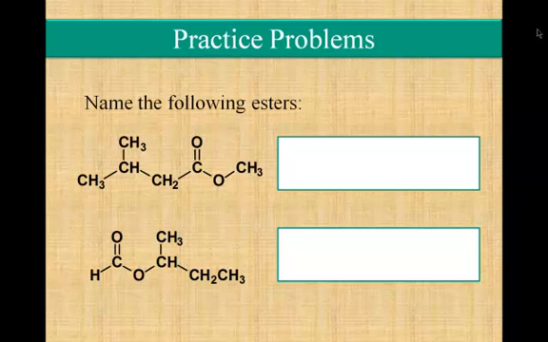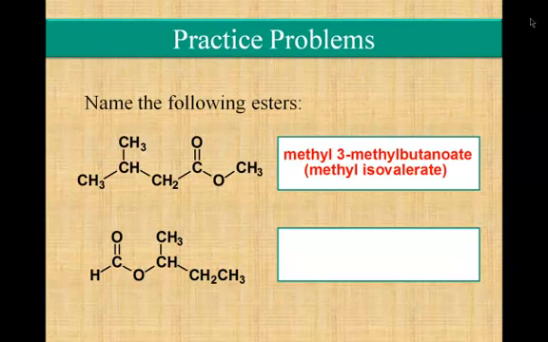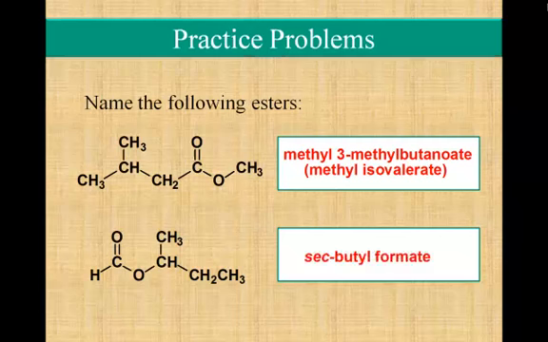See if you can name these compounds. Go ahead and pause. I'll wait. So these are both esters, and our first ester is derived from 3-methyl-butanoic acid. The alcohol portion is methanol, so I'm going to call this methyl, for the methyl alcohol, 3-methyl-butanoate. Our second ester is a derivative of formic acid, so it's going to be a formate, and the alcohol portion is sec-butyl alcohol. So I'm going to call this sec-butyl formate.